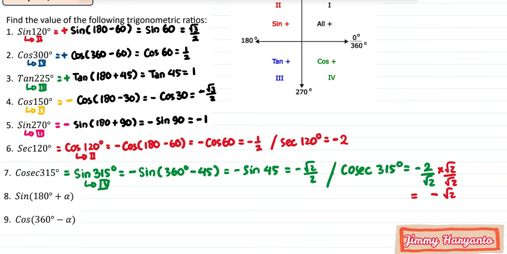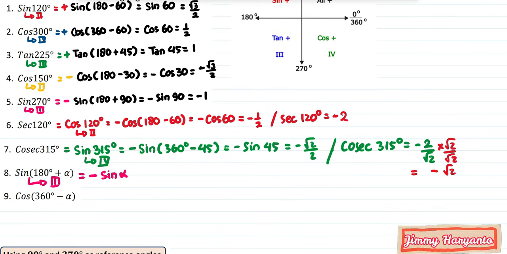Okay, let's go back to sine. Sine of 180 plus alpha. 180 plus something means the angle is in the third quadrant. In the third quadrant, the value of the sine will become negative. And because 180 is the reference, you can ignore it. So you have negative sine alpha. For this one, cos of 360 minus alpha. 360 minus something will become this one, the fourth quadrant. Okay, the angle is in the fourth quadrant. Cos in the fourth quadrant will become positive. You can ignore the 360, so you have positive cos alpha.